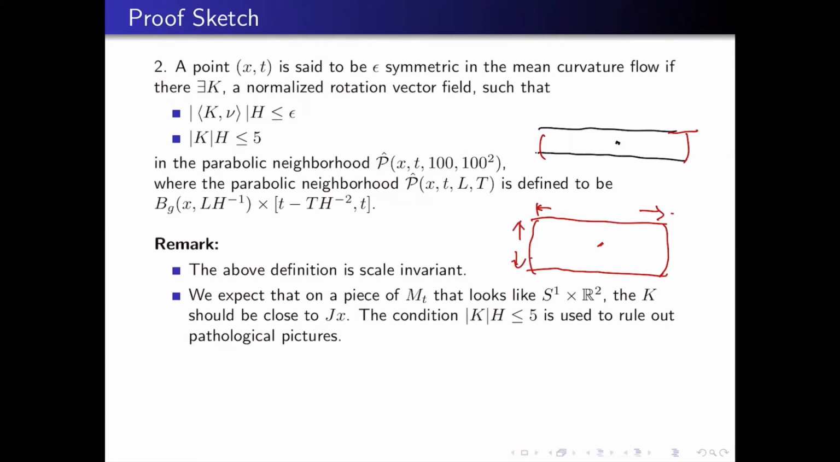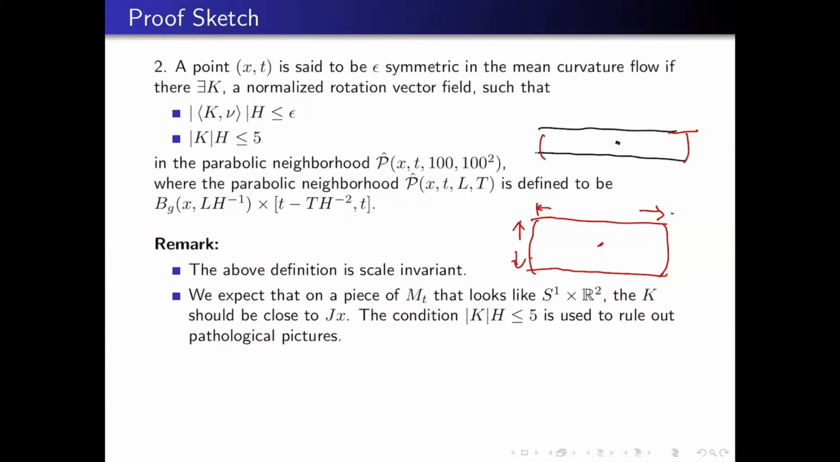I want to remark that the above definition is scale invariant. So note that the appearance of the mean curvature here is designed to make all the statements and definitions scale invariant, because the mean curvature scales like the inverse of the distance, and this rotation vector field actually scales like the distance.